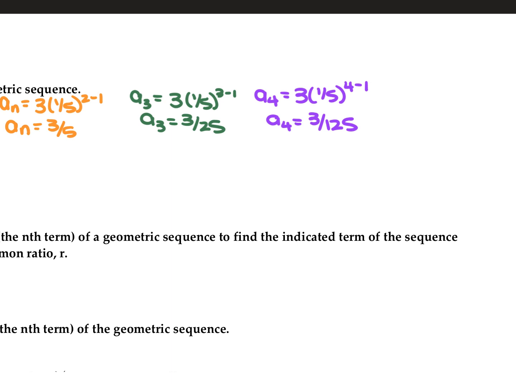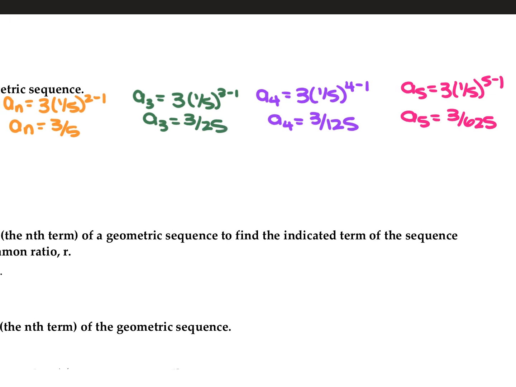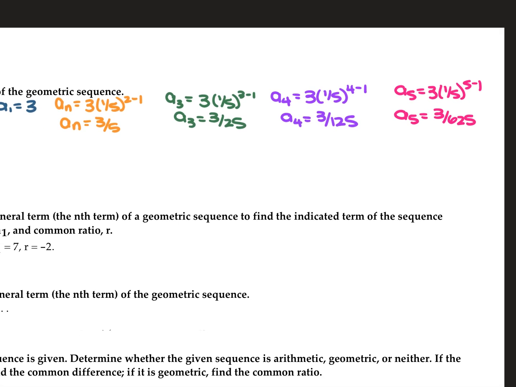Lastly, for your fifth term, you're going to have 3 times 1/5 to the power of 5 minus 1. So that's 3 times 1 over 625, which means your fifth term is 3 over 625. Now you could leave it and just circle all of those 5 terms, or you can give it to me as a sequence of 3, 3/5, 3 over 25, 3 over 125, 3 over 625.